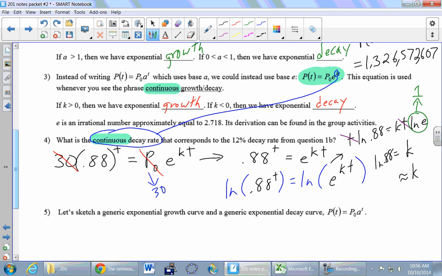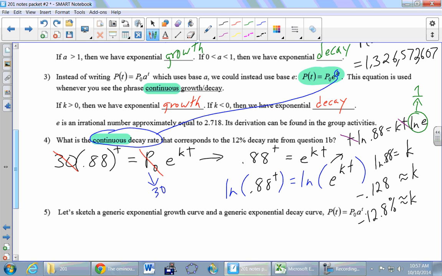Isaac? Okay, about negative 0.128, which as a percentage is about negative 12.8%. This is close to the 12% that we saw before, but this is the continuous rate as opposed to a daily rate, which that 12% was. Brendan? Is the K supposed to be? In the equation, the K has to be written as a decimal, not as a percent. I'm changing it so we can compare it to the 12% we saw up above.